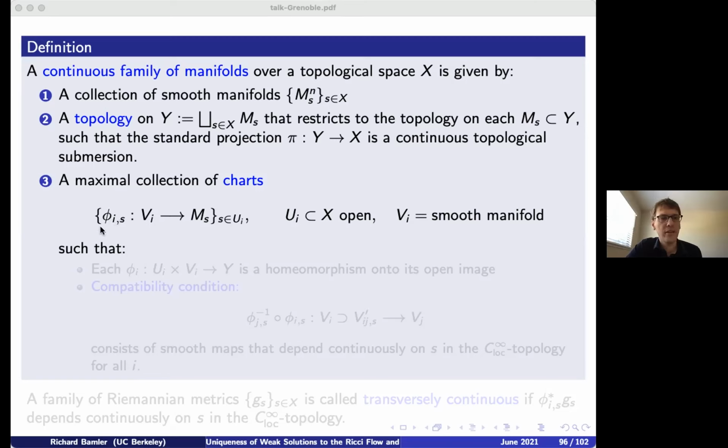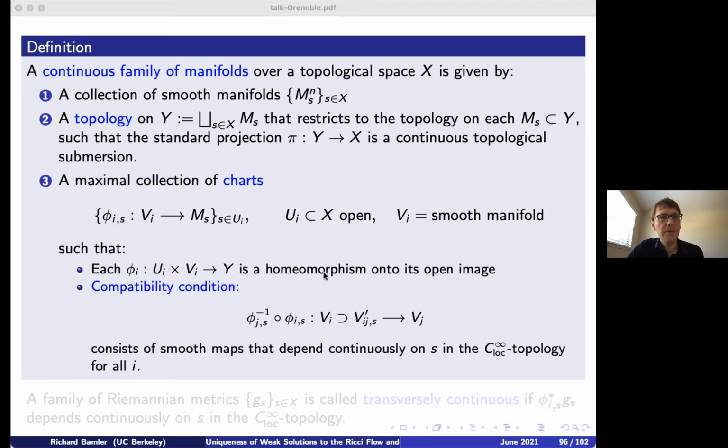These charts are more or less parametrizations. They go in the opposite direction. They are of this form: phi_{i,S}, where I take some small smooth manifold V_i, and I look at a parameterization of V_i into M_S. So this depends on S, and it's just a family of embeddings into M_S, parameterized by some small subset U_i of X. And I want the following compatibility properties to hold. First of all, if I view this map as a map from U_i cross V_i, then this should be a homeomorphism onto its open image.